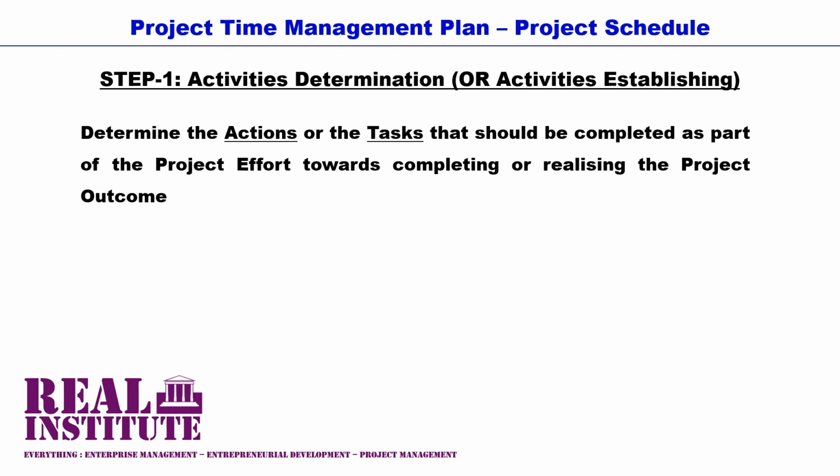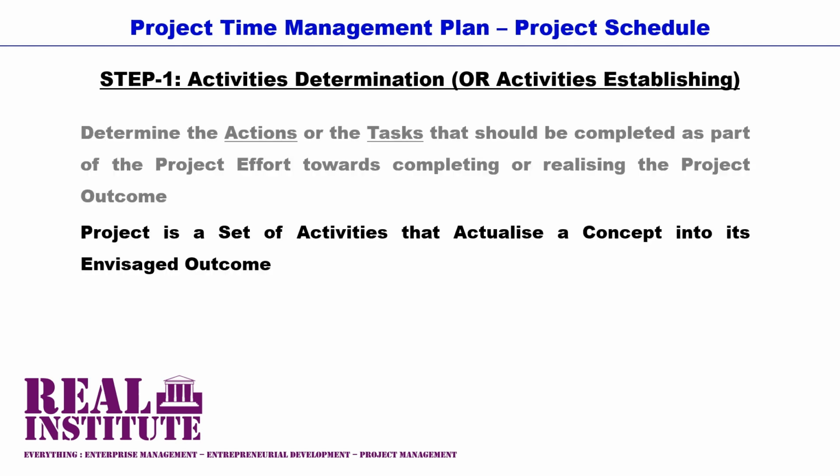In our video on what is a project, we define a project and explain it from three perspectives or from three levels. And in the simplest of the three definitions of a project, we define a project as a set of activities that actualize a concept into its envisaged outcome. The said video on what is a project can be accessed and viewed from this Real Institute channel. At its fundamental definition, a project is a set of activities that actualize a concept into its envisaged outcome.